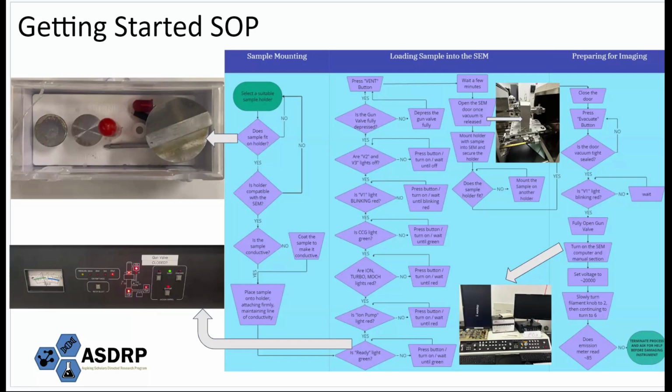The next swim lane describes the process of loading the sample into the SEM. During this time, it is critical to check that the pump and vacuum controls are correct. The bottom left image is the pump and vacuum controls of the SEM machine at ASDRP. Finally, the last swim lane depicts preparing for imaging. In this step, it is critical that you slowly turn the filament knob because that is where the SEM is most vulnerable to be damaged.